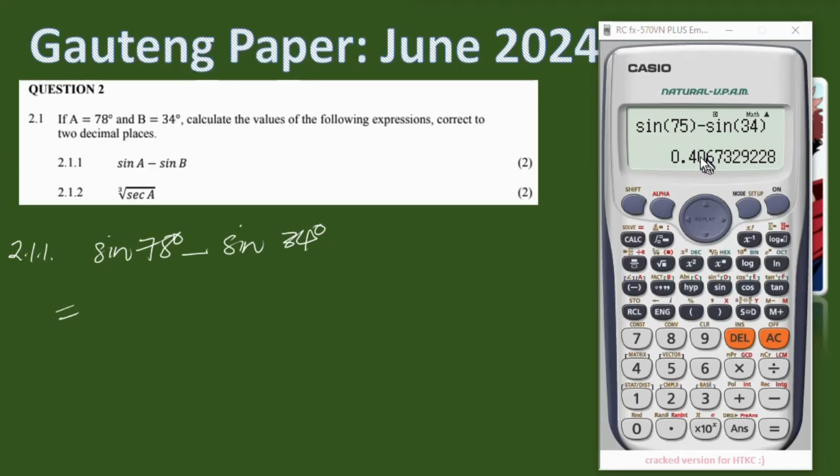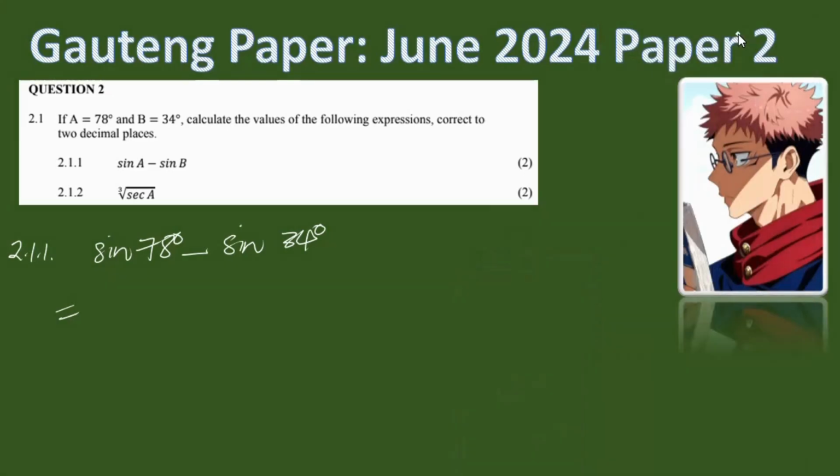0.41, because this 6 will make this to be 1. So 0.41. I come here and then I'm going to have 0.41. Easy as that.